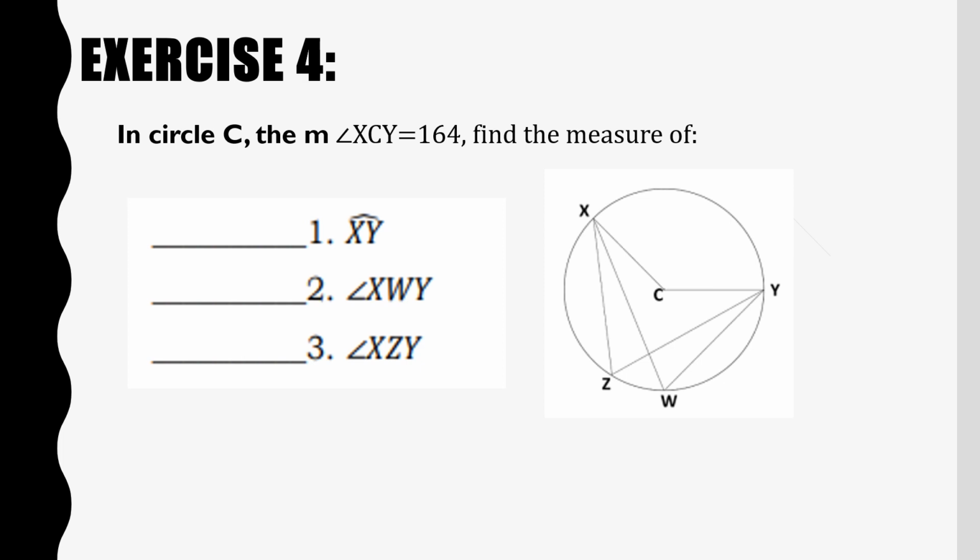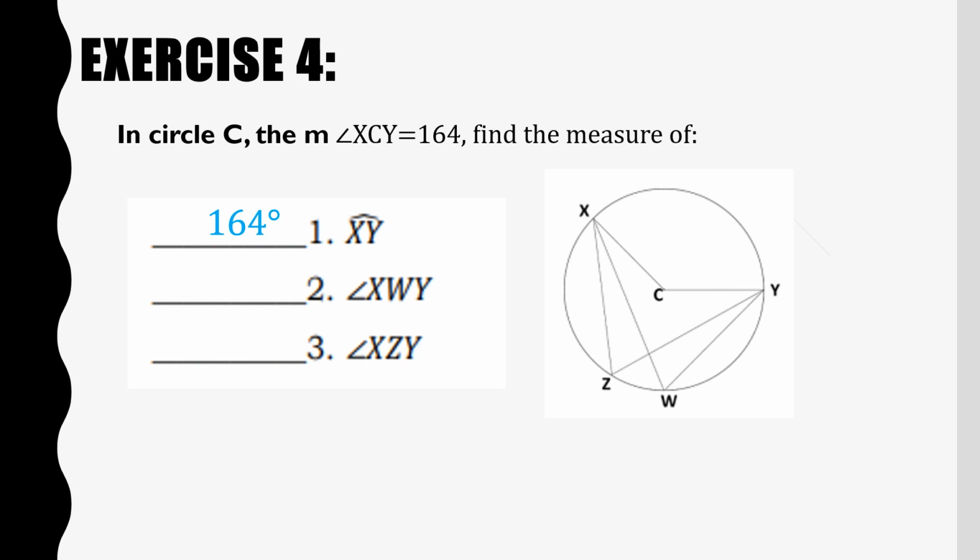Let us deal with exercise number 4. In circle C, the measure of angle XCY is 164. Find the measure of number 1, arc XY. Since the degree measure of the intercepted arc is equal to the corresponding central angle, and angle XCY is a central angle, therefore, arc XY is also 164 degrees.